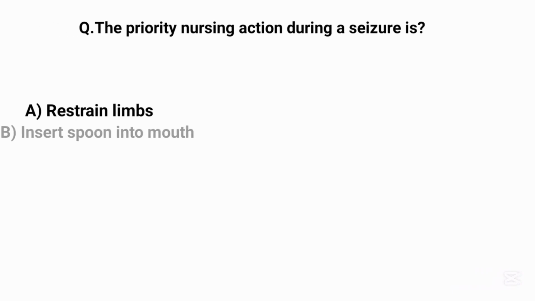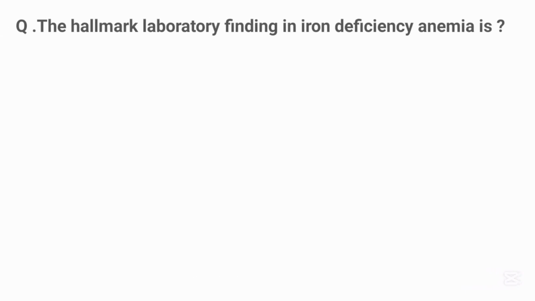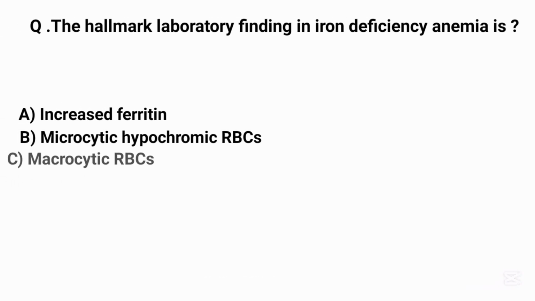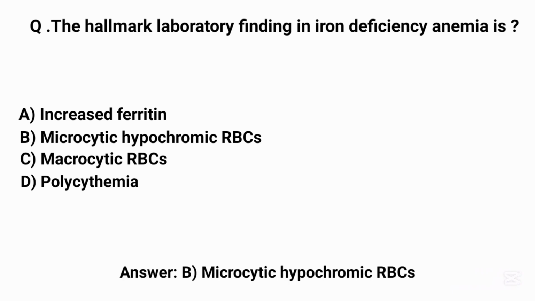The priority nursing action during a seizure is. Correct answer is option C, protect from injury. The hallmark laboratory finding in iron deficiency anemia is. Correct answer is option B, microcytic hypochromic RBCs.